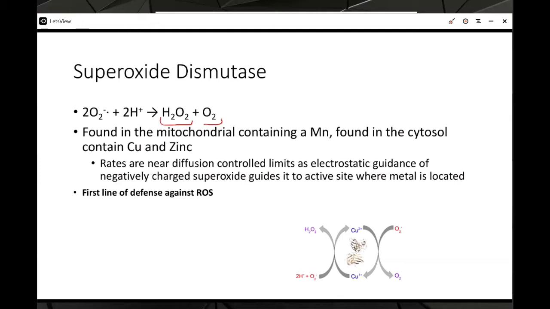Rates are near diffusion controlled limits as electrostatic guidance of these negatively charged superoxide is taken into the active site where these metal centers are found. So this enzyme is going to function, again, it's going to pick up this superoxide radical. And what it's going to do is to allow for it to react with the metal center.